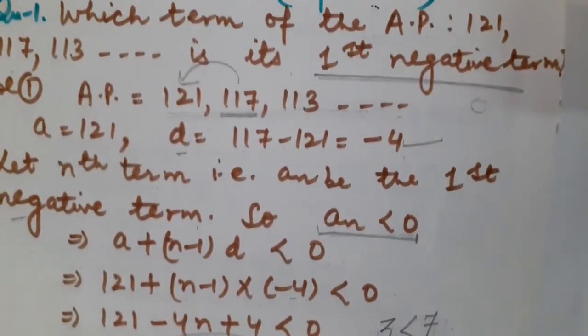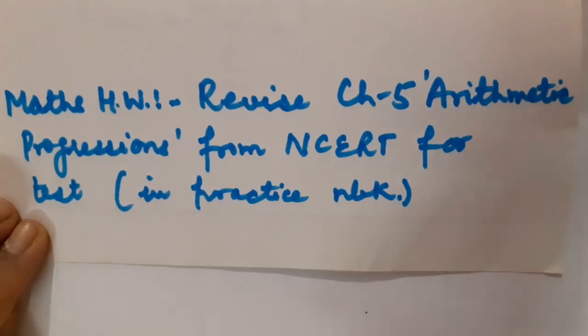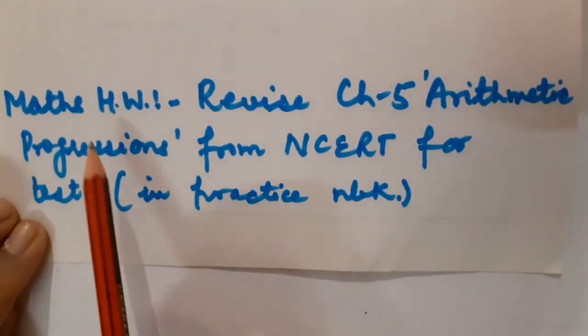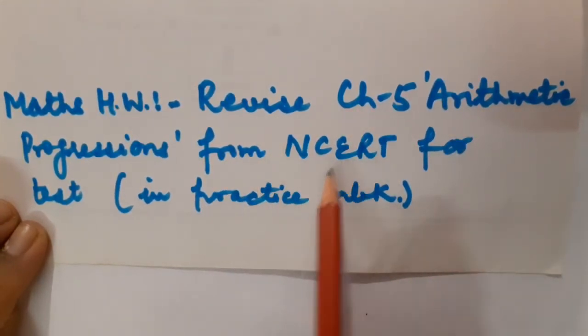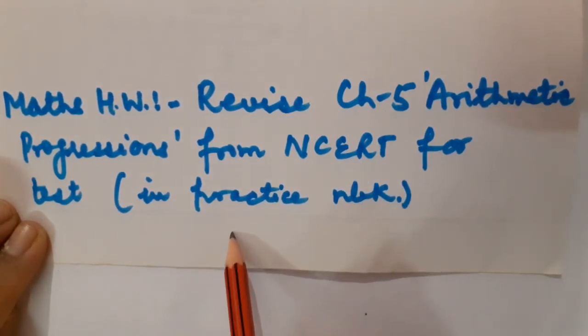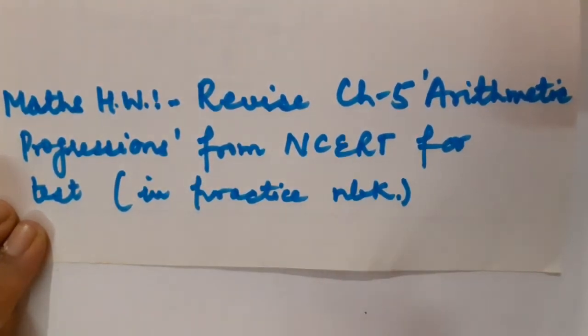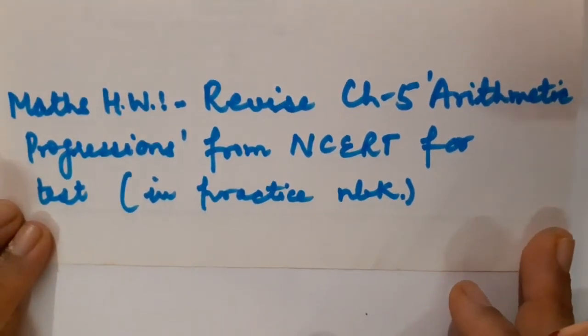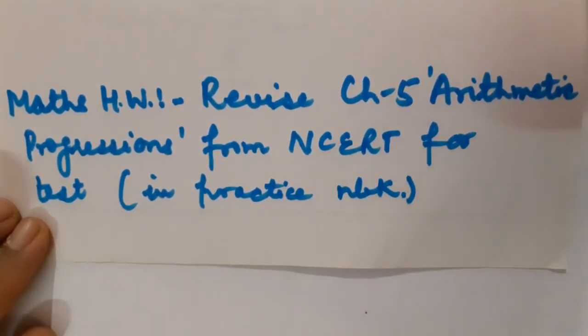Correct, students? Fine. Now children, that's it for the day. This is the time to get mathematics homework. Your maths homework is that you have to revise chapter number 5 from NCERT in your practice notebook. Children, please revise examples as well as HOTS also. Do not leave even a single question. Fine, you must be knowing each and every type. You should revise each and every type of question, correct, students? So that you can score very well. Fine. So, that's it for the day.